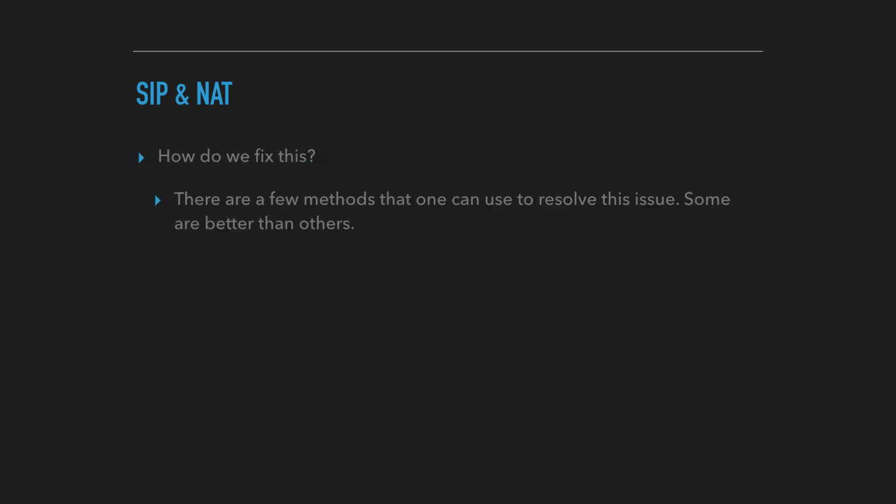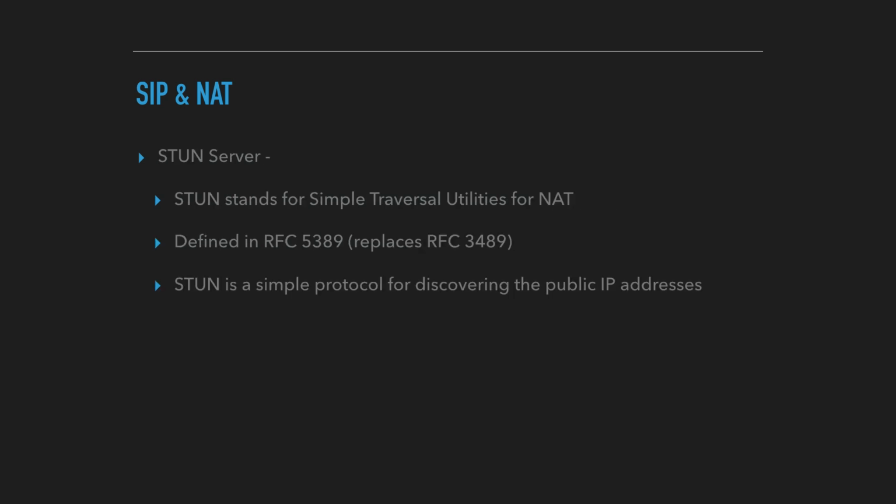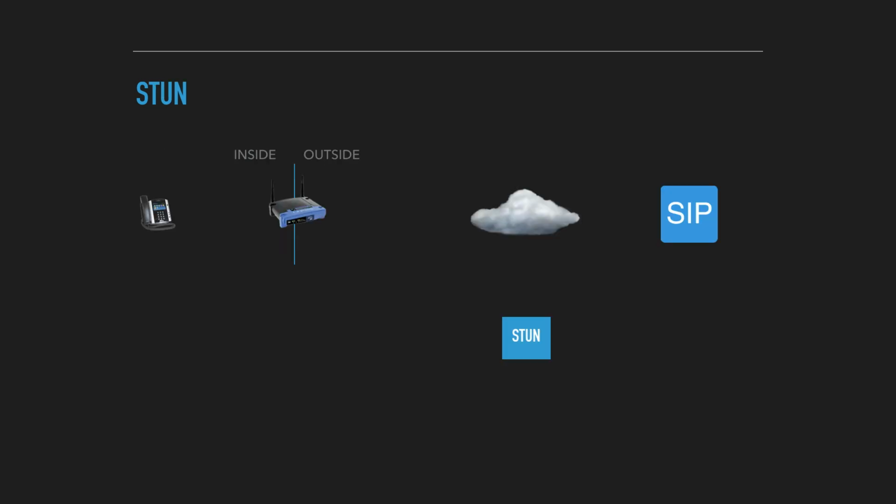Now, how do we fix that? There are a few methods that one can use to resolve that issue. Some of them are better than others. You can use a STUN server. STUN stands for Simple Traversal Utilities for NAT. It is defined in RFC 5389, and STUN is a simple protocol for discovering the public IP address.